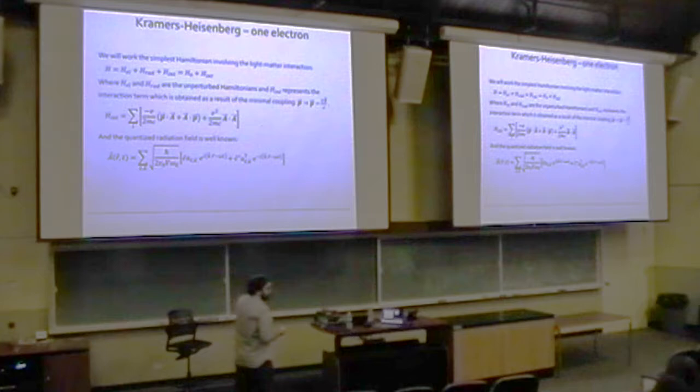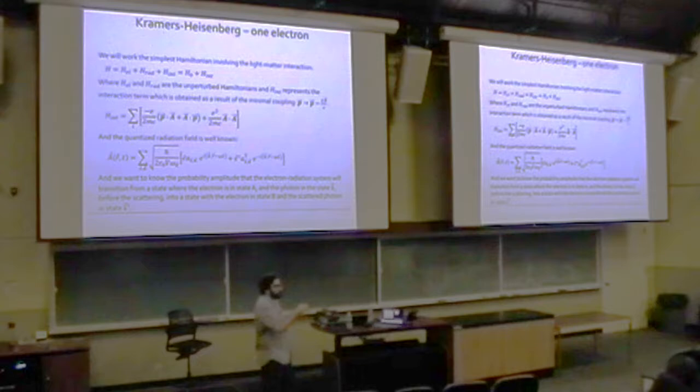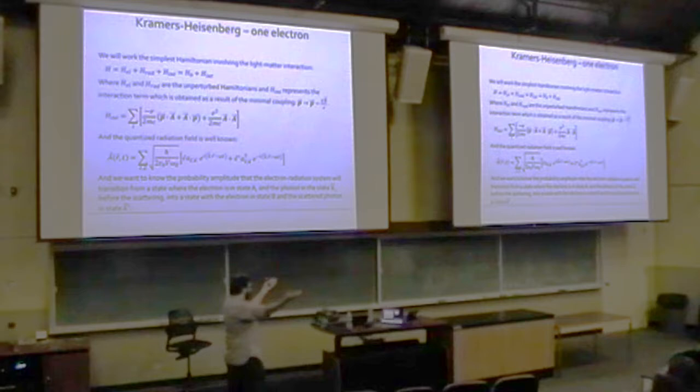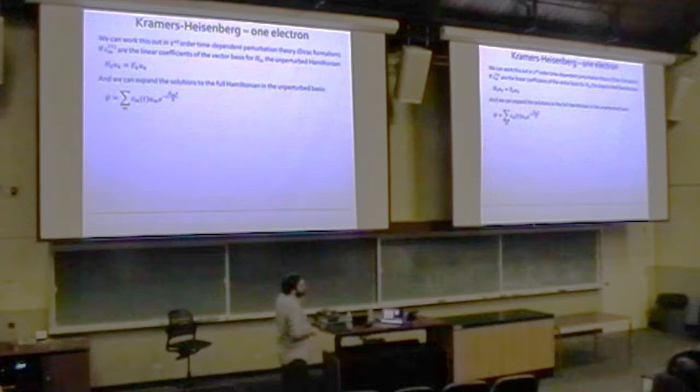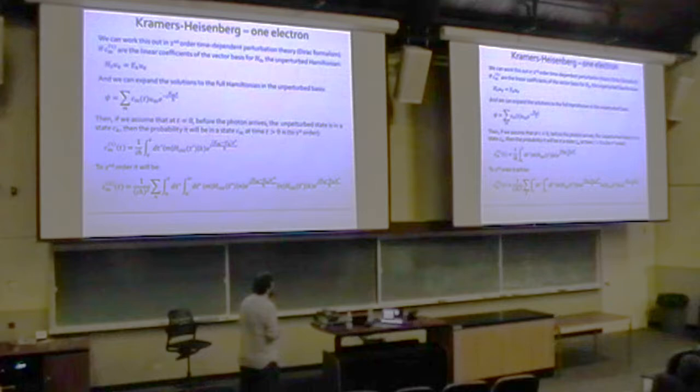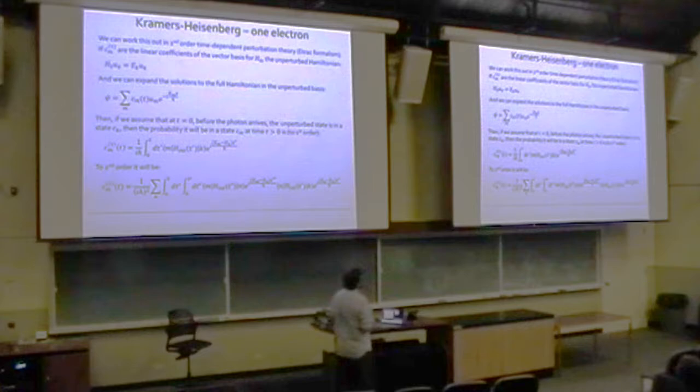Basically, you want to know the probability that if you start the system in a state where you have a photon in k and the system is in A, you go to a photon in k prime and the system is in B. If A is equal to B, that's an elastic scatter, and if A is not equal to B, that's going to be inelastic. You get the typical perturbation theory, the second order perturbation terms, apply the density of states, etc., to calculate your differential cross section for the scattering.